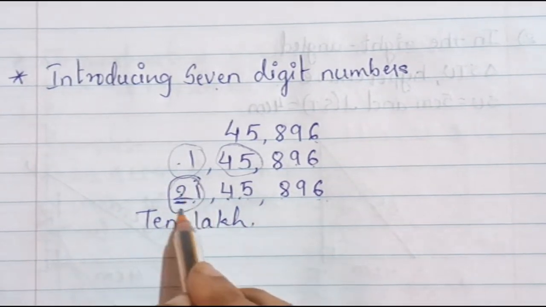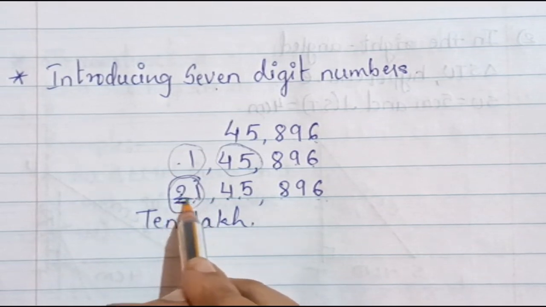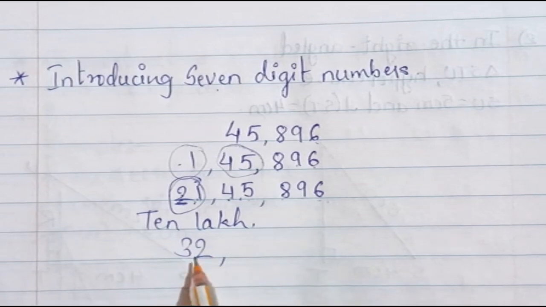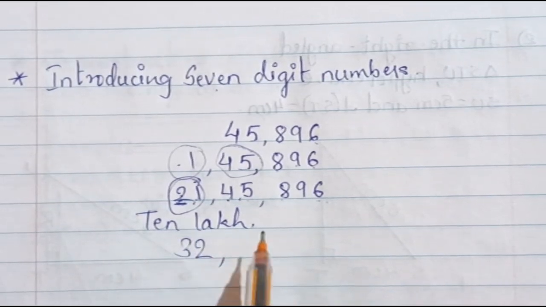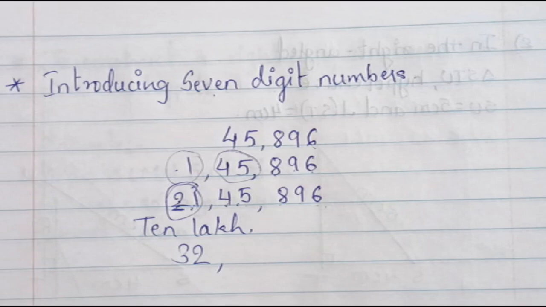In this group you are going to read the number together, that is, 21. So you are going to read it as 21 lakhs. Suppose it is 32, you will read it as 32 lakhs. Is that clear students, how we are going to read the 10 lakhs place with the lakhs? On that basis we are now going to solve the next problem set, that is, problem set number 4.